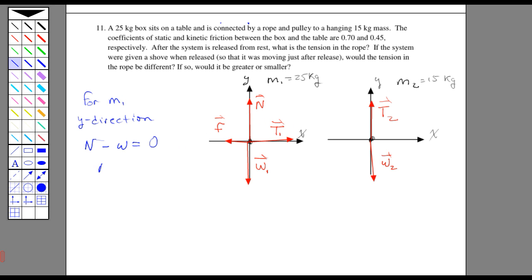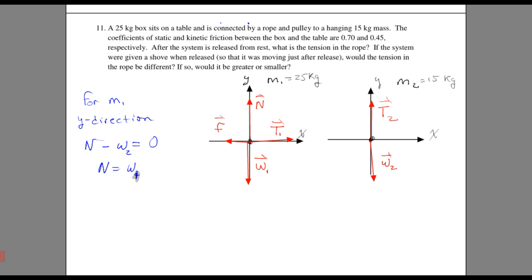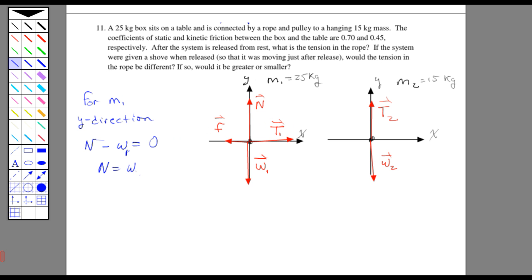So solving for N, sorry, that should be a W1. Solving for N, the magnitude of the normal force should equal the magnitude of the weight. I don't know why I put 2 there. It should just be 1. There we go. So this is M1 times 9.8. Here we're going to use g as positive 9.8 meters per second squared.